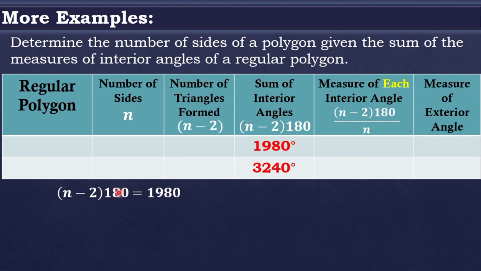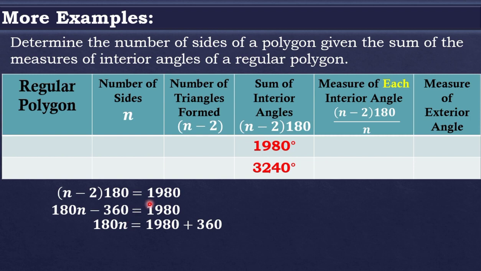So distribute po natin 180 times n, that is 180n. 180 times negative 2, that is minus 360, is equal to 1,980. So, transpose natin itong negative 360. So, we will have 180n is equal to 1980 plus 360. So, we will get 180n is equal to 2,340. So, divide both sides by 180. So, 2,340 divide 180, we will get n is equal to 13. So, makukuha mo ngayon yung n, that is 13.